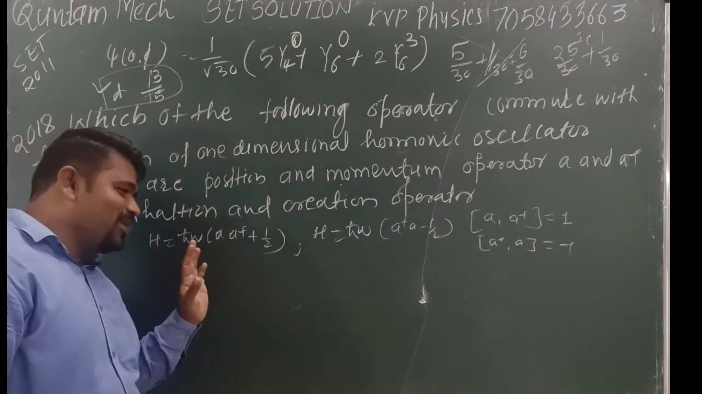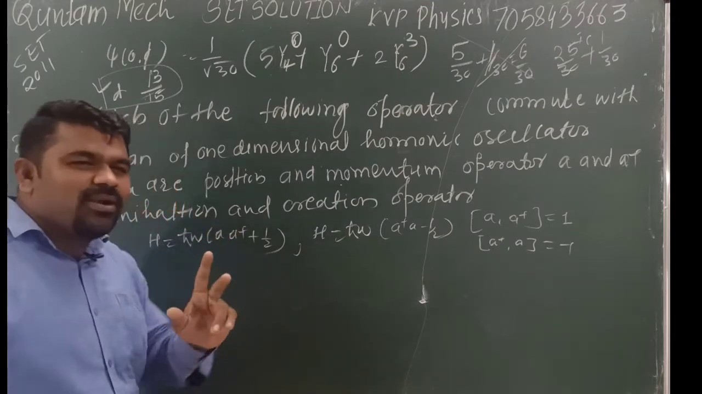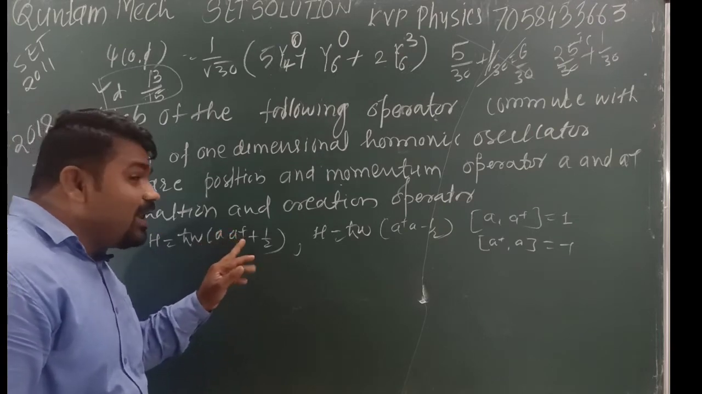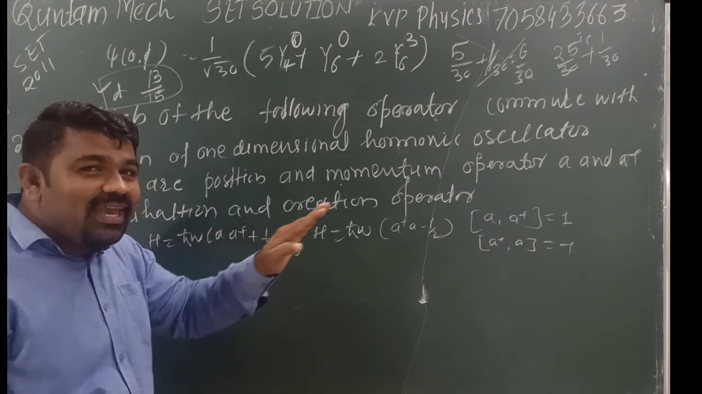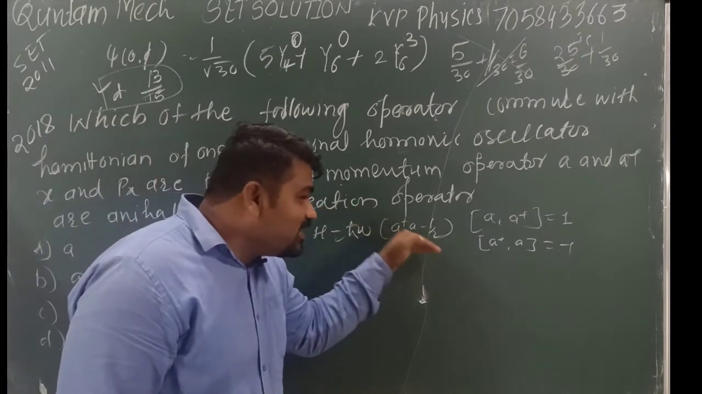H is equal to H cross omega is common for both cases, and 1 by 2 in A dagger also common. But what is the difference here? For the first case, A dagger means here is increasing. Write down plus. And here is decreasing. Write down minus.